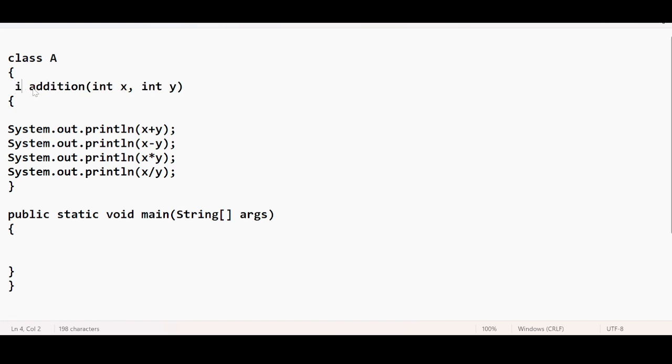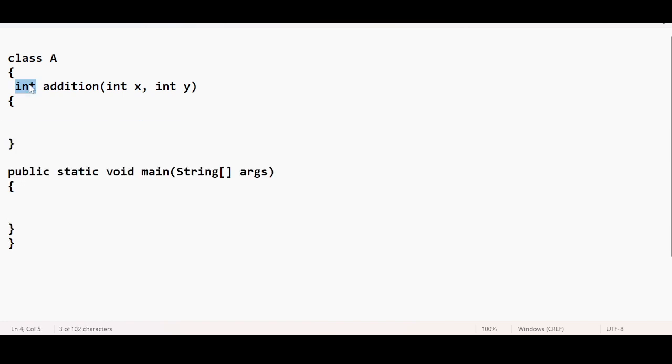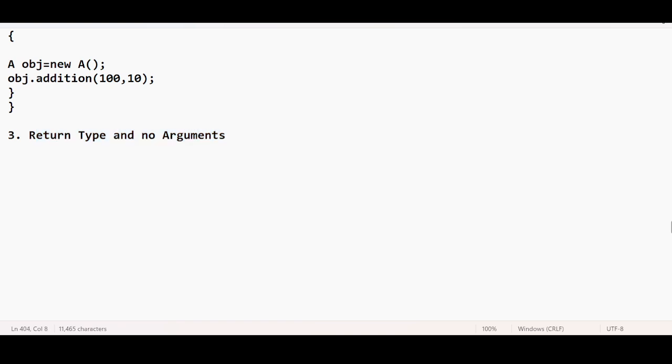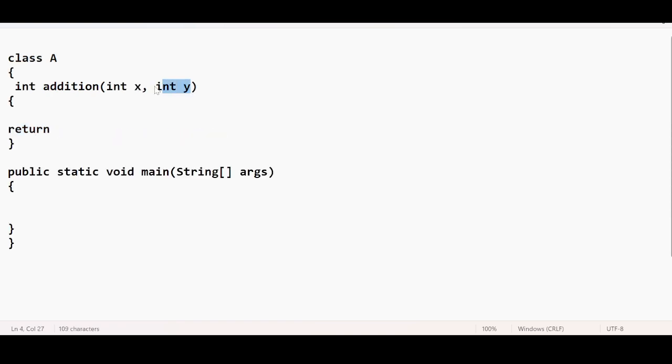I have removed this void and I am using integer here. When I use any of the primitive data types, or any data type apart from void, the return keyword is mandatory. So we are building what method? Return type with no arguments. So let me remove these arguments also. The return keyword is mandatory and it should return something of the same data type, integer type. For the timing, let us say 1000.